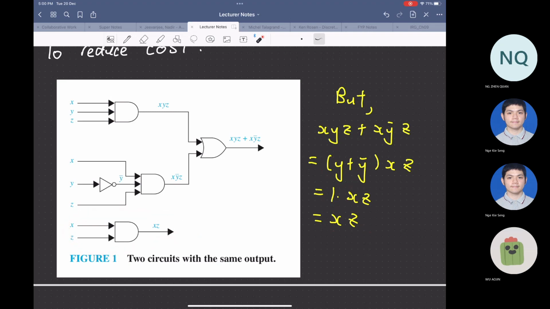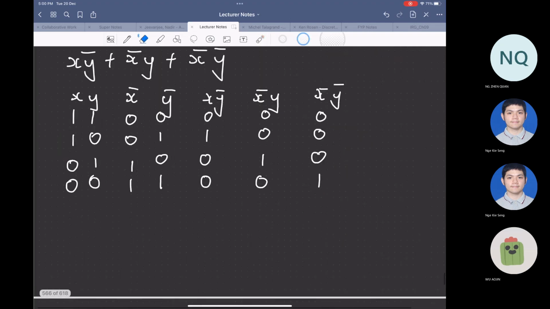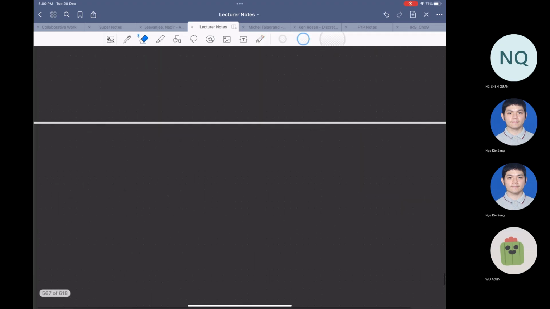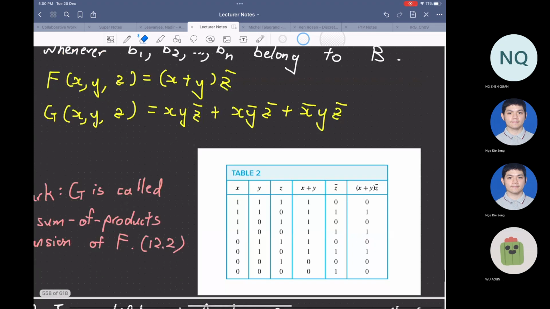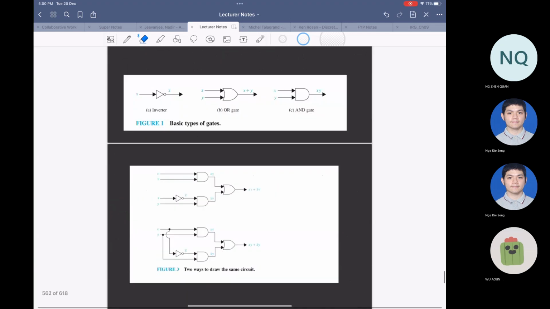Make sense? Okay. So now we want to build an algorithm to see this, instead of just playing around with the algebra. Of course, you can do it the algebra way, but we will use a more systematic way.